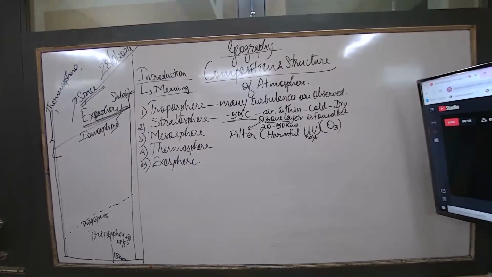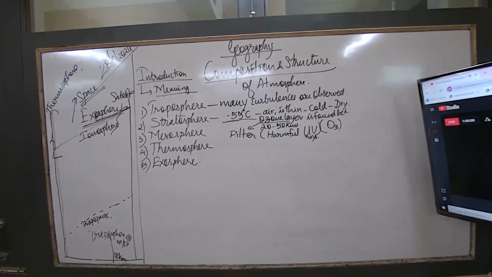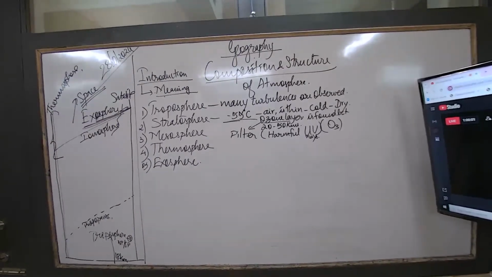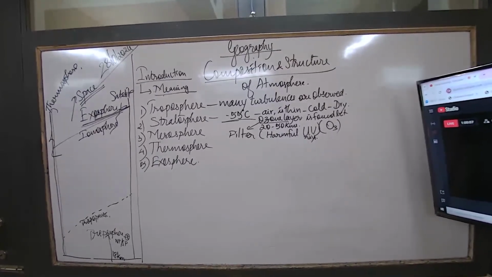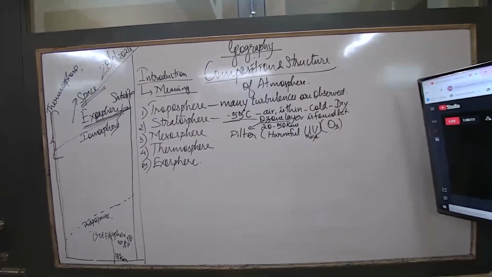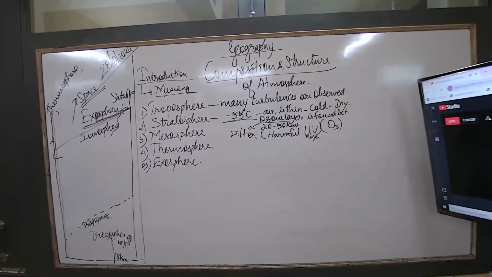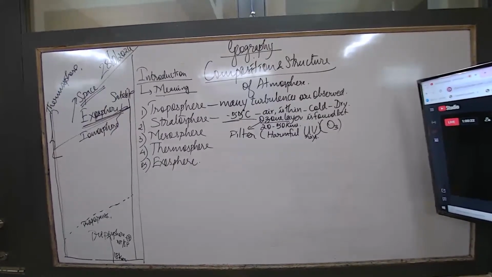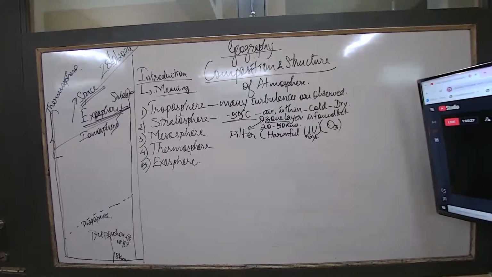Mesopause, including A ionosphere, B exosphere. It extends from the mesopause, including the ionosphere. Now change the para. Exosphere, sorry, ionosphere.